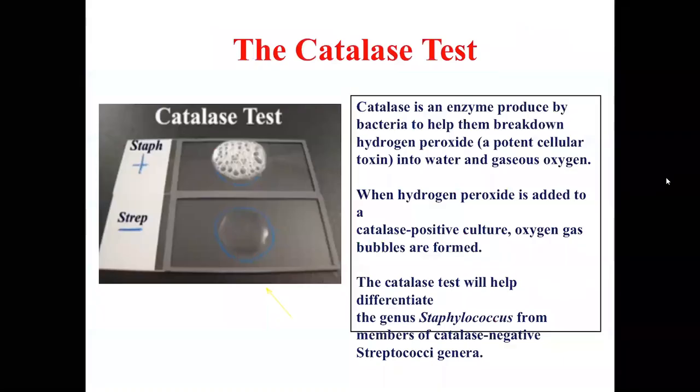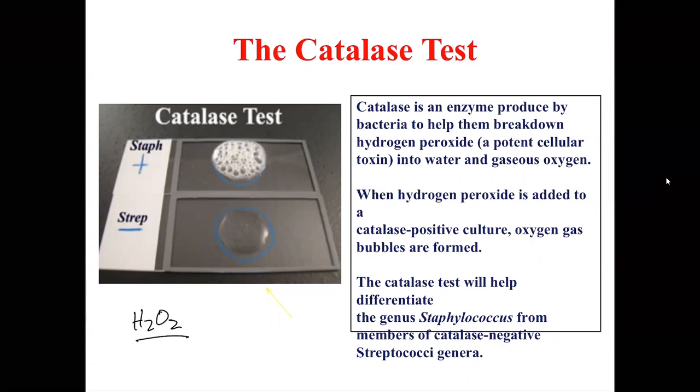Well, I can show you now. A catalase test is just adding hydrogen peroxide. So H2O2 is hydrogen peroxide. If a culture has catalase in it, the hydrogen peroxide is going to bubble. This is a way that we can differentiate between staph and strep. So staph will bubble and strep will not.